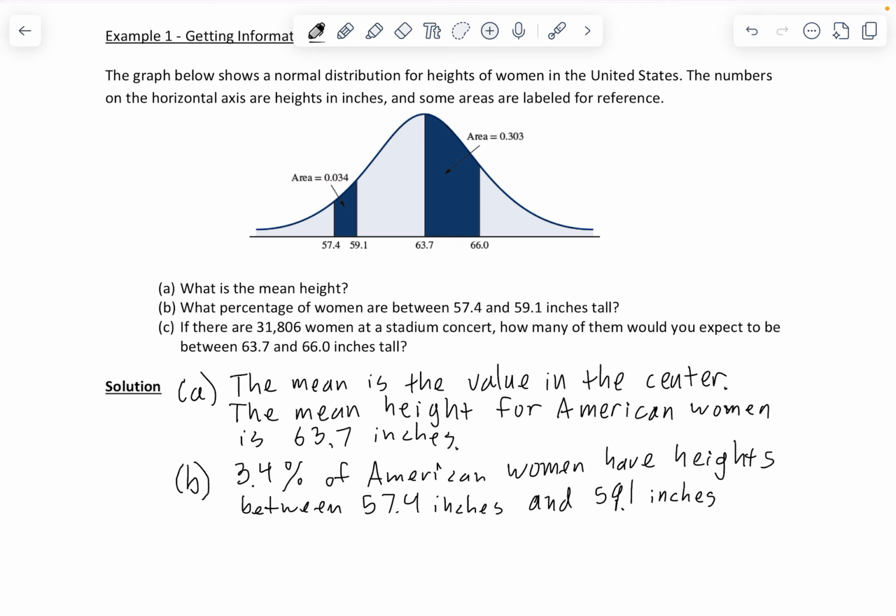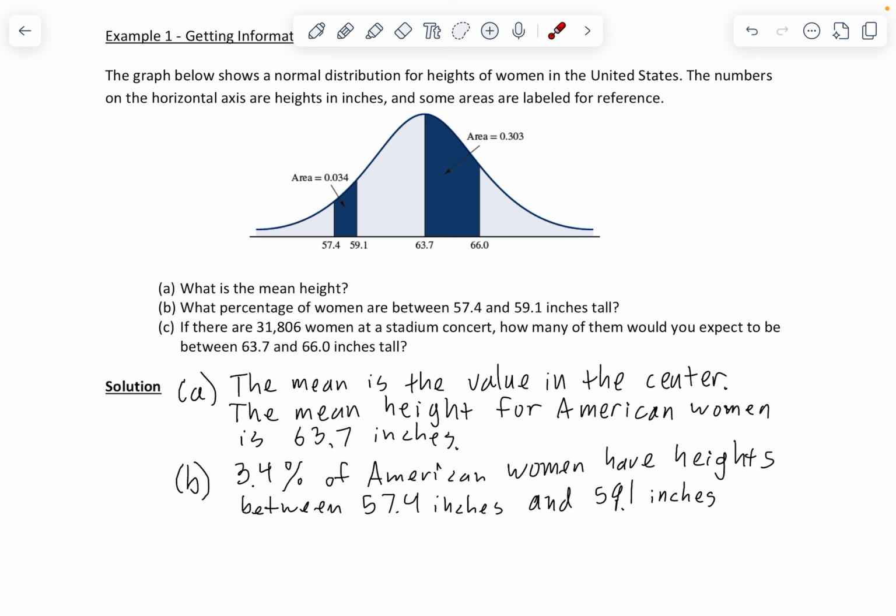So in this case, the area under the portion of the graph between 63.7 and 66 is 0.303. That means we would expect 30.3% of women to have heights between 63.7 and 66 inches. In particular, we would expect 30.3% of the women at the concert to have a height in that range.